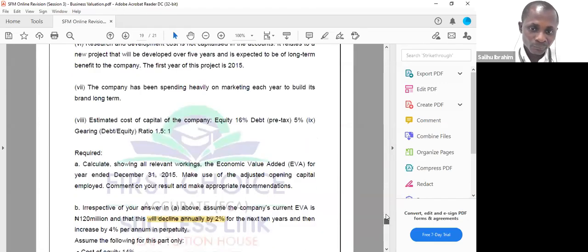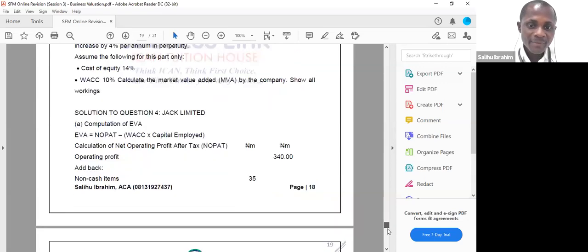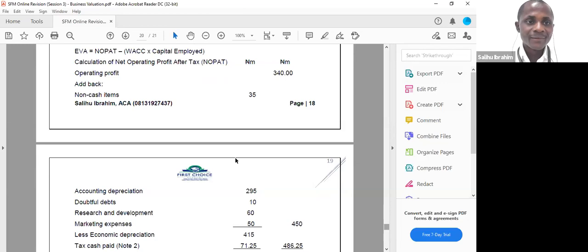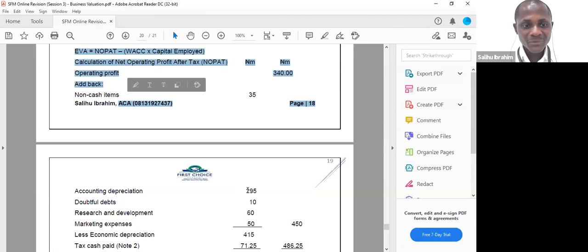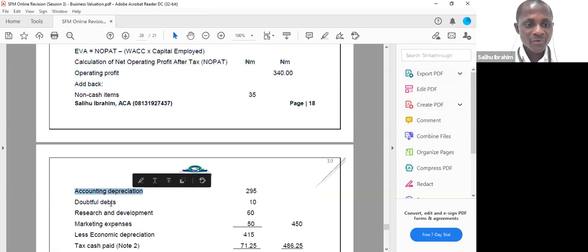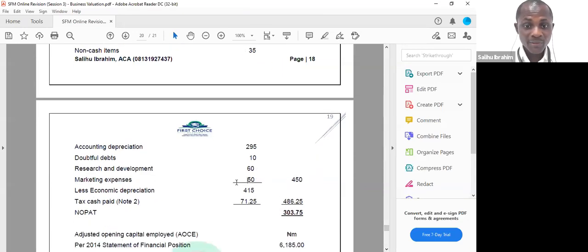So let's go and see what I've been saying here. Let's see. So you see, we have our operating profit. Can you see that? Operating profit is this. Non-cash items, 35. Accounting depreciation, 295. Doubtful debt, 10. Research and development, 60. Marketing expenses, 50. Less economic depreciation. Sorry, this line is not supposed to be here.